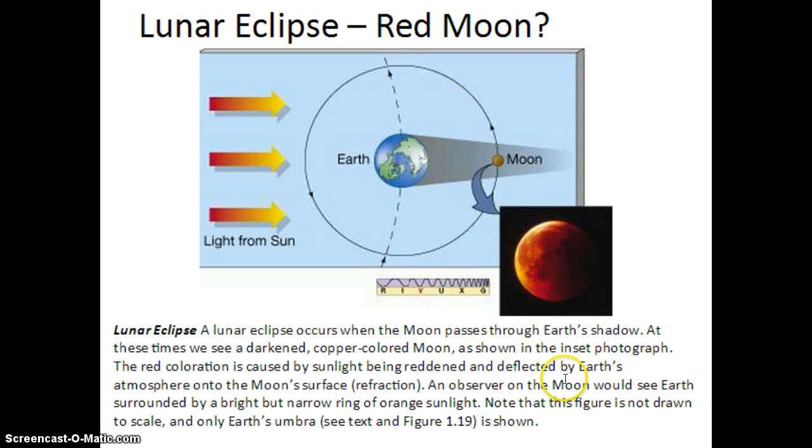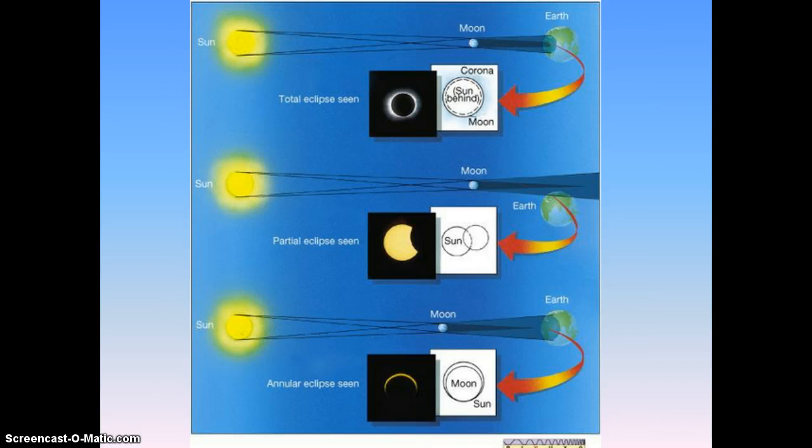An observer on the moon would see the Earth surrounded by a bright but narrow ring of orange sunlight. Note that this figure is not drawn to scale, and only Earth's umbra is shown. There are three different types of eclipses that we can view here. A total eclipse is where the moon is directly in between the Earth and Sun. This would be a partial eclipse, where the moon is just blocking a portion of it. Remember, it's a 5-degree tilt, so it's not on the same plane as the Earth-Sun. But on occasion it does slide directly in between us, and when I say us, I mean the Earth-Sun position.